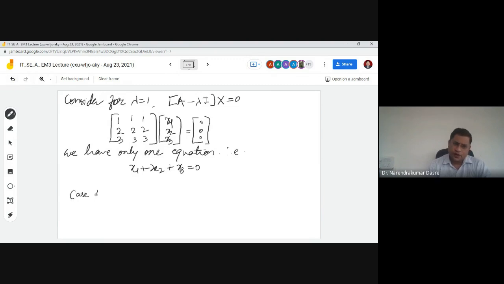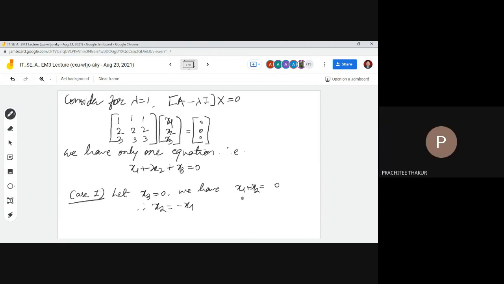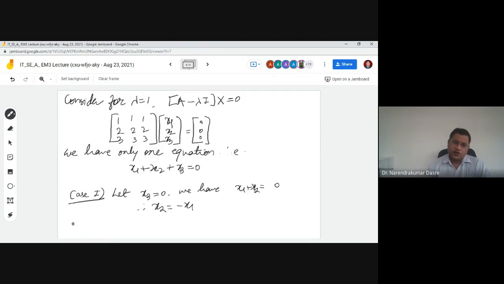Okay, so we need to understand case 1. In case 1, let x3 equal 0. Then we have x1 plus x2 equal to 0. So can I write this x2 as minus x1? Can we write it like this? Yes, sir. Okay, so we have the first vector.